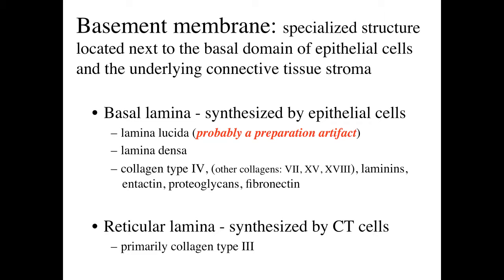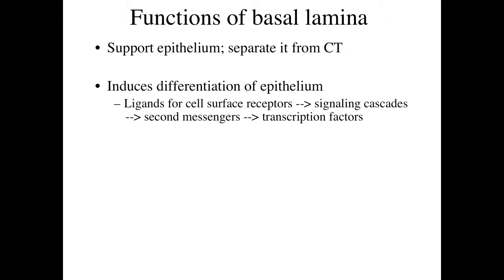The basal lamina, as we said, is synthesized by epithelial cells. The major protein in the reticular lamina is primarily collagen type 3, and as we said, the reticular lamina is synthesized by cells of connective tissue. Now, what are the functions of the basal lamina? First, the basal lamina supports epithelium, and it separates epithelium from the underlying connective tissue. The basal lamina can induce differentiation of epithelium. It will also contain ligands for cell surface receptors in the epithelial cells.